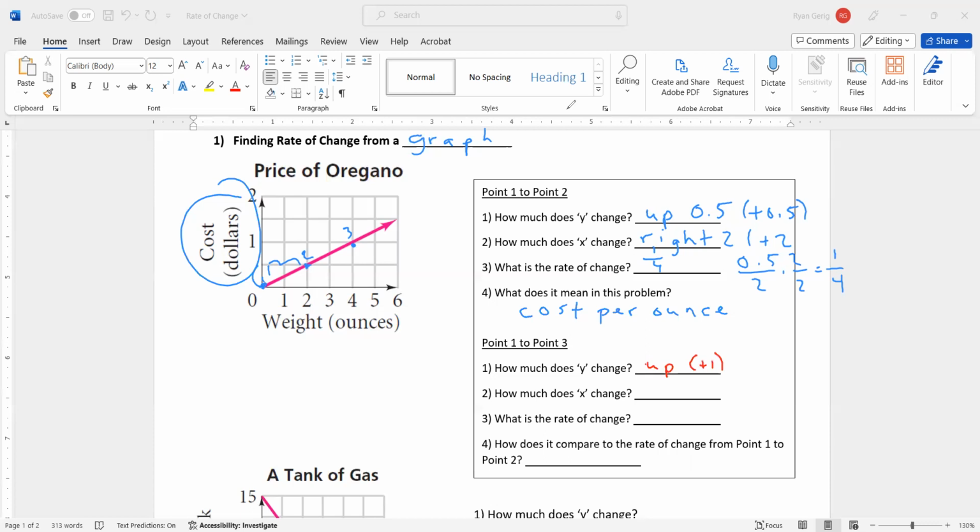How much does x change? Well, it goes over 4 lines. So right 4. So +4. And if I write that as a fraction, look what I get. 1/4. How does it compare to the rate of change from point 1 to point 2? You might have guessed it. It's the same. Like we expected, it's a line. They have the same rate of change. Okay. Do the next one a little faster.